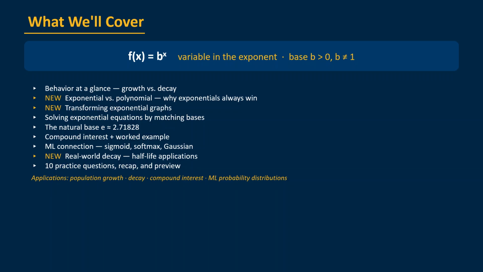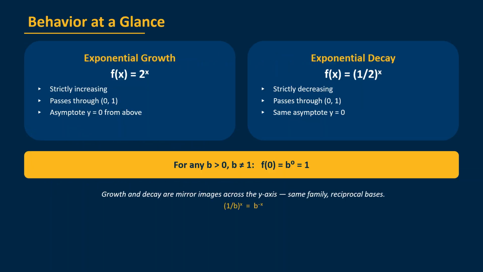A critical distinction to establish early. Do not confuse exponential functions, where the variable is in the exponent, with power functions, where the variable is in the base. These families exhibit profoundly different growth rates. Let us examine the qualitative behavior of exponential functions. Consider the canonical growth function f of x equals 2 to the x.